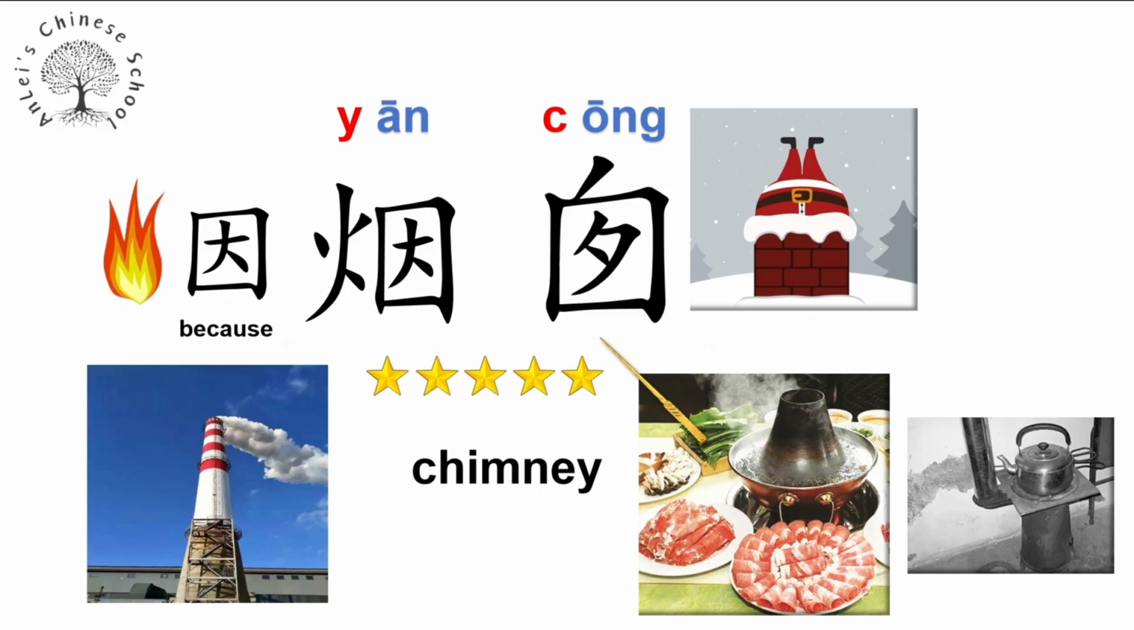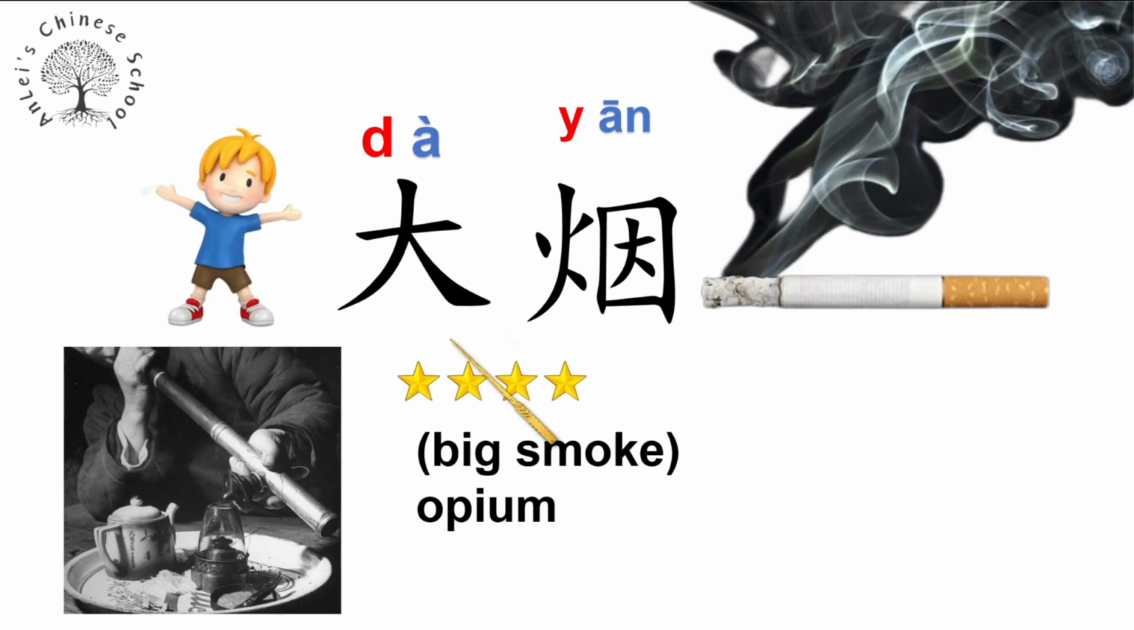That means a chimney. It's a roof window for smoke. In the factory, there's a chimney. An old-fashioned stove has a chimney. When we eat hot pot, there's also a chimney. 大烟, literally, it means a big smoke. It's a common name for opium.